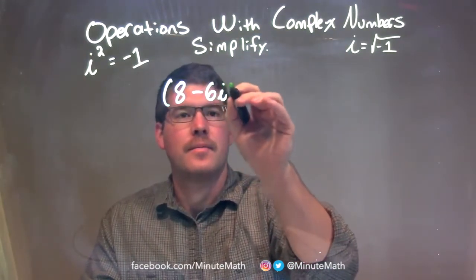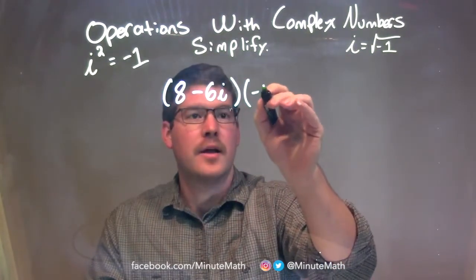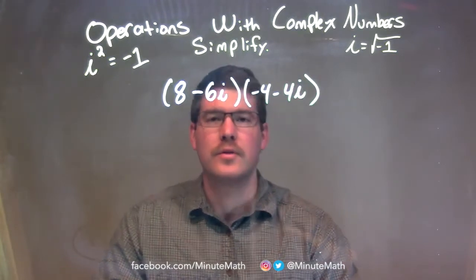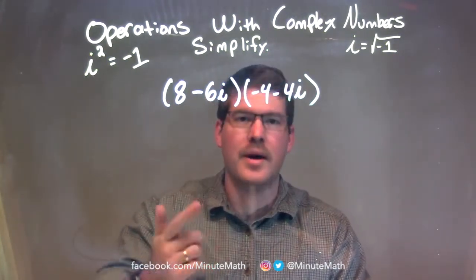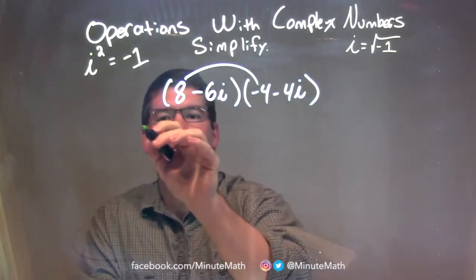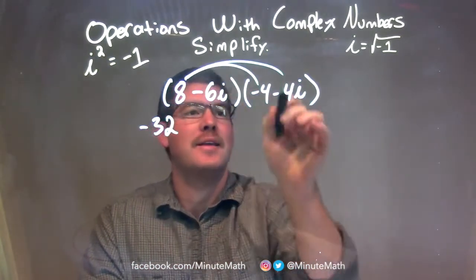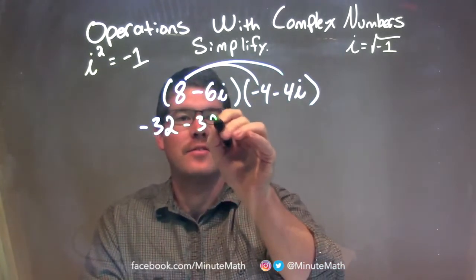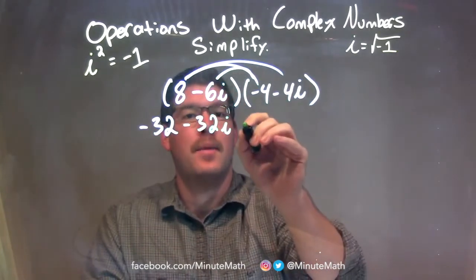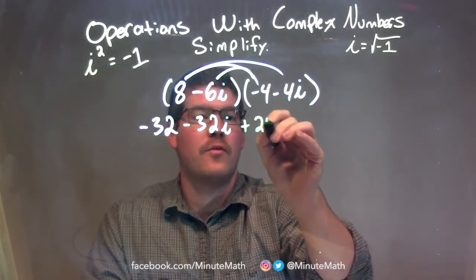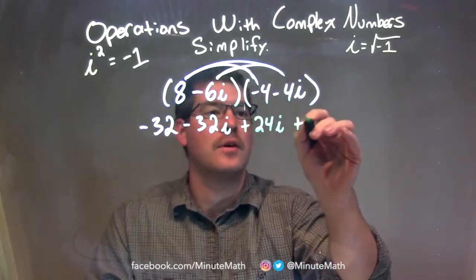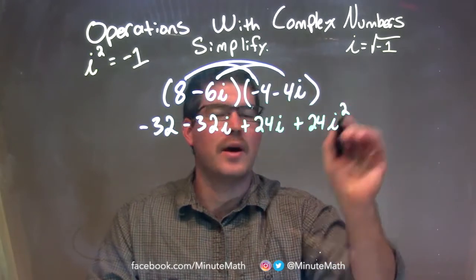8 minus 6i times negative 4 minus 4i. Well, what I want to do is multiply all parts of my first parenthesis by all parts of our second parenthesis. So 8 times a negative 4 is a negative 32. 8 times a negative 4i is a negative 32i. Negative 6i times a negative 4 is a positive 24i. And negative 6i times a negative 4i is a positive 24i squared.